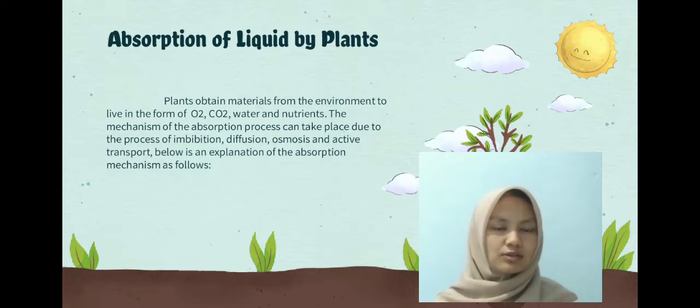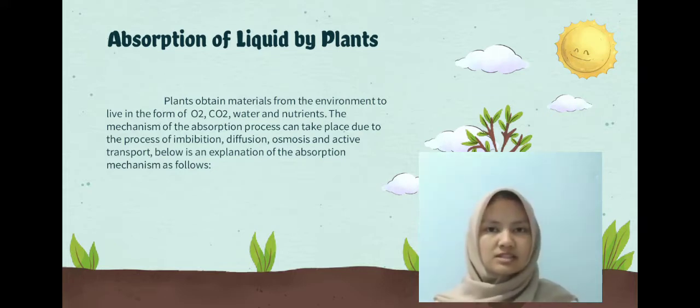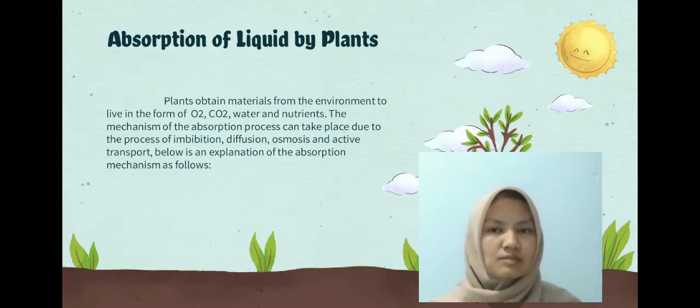In this part of my presentation, I'd like to talk about the absorption of liquid by plants. Plants obtain materials from the environment to live in the form of oxygen, carbon dioxide, water, and nutrients. The mechanism of the absorption process can take place due to the process of imbibition, diffusion, osmosis, and active transport. Below is an explanation of the absorption mechanism as follows.